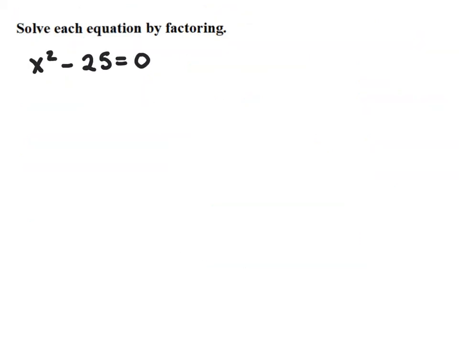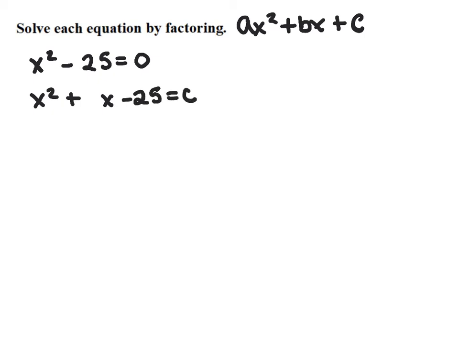For our last example, we are also solving by factoring. However, this is one of our special cases because we know that quadratics should usually be written in the form ax squared plus bx plus c. So we're missing that middle term. However, we can rewrite this so it's x squared plus something x minus 25 equals 0. And since there is nothing there, this is really implying that this is plus 0x.